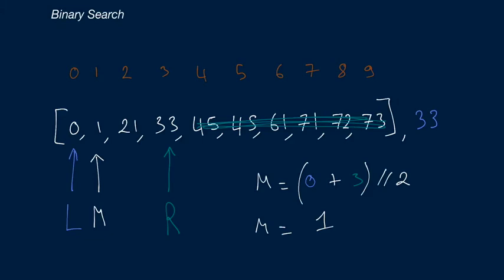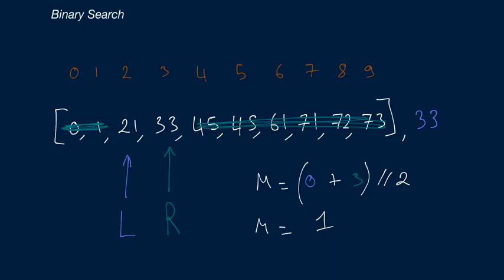1 is not equal to 33, so we're not done. We have to keep looking. 1 is smaller than 33, so that means that every number to the left of 1 must also be smaller than 33, since we're dealing with a sorted array. So what we can do is we can grab our left pointer this time and move it 1 position to the right of the middle pointer, which is here. We can erase our middle pointer, and we can cross out this entire left section of the array, which we've now eliminated. Okay?